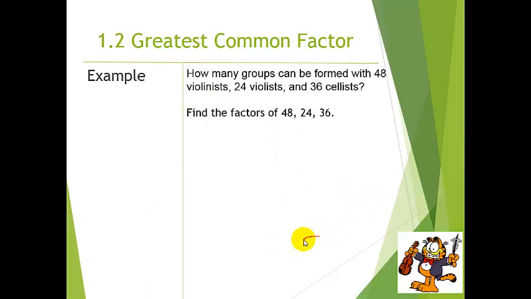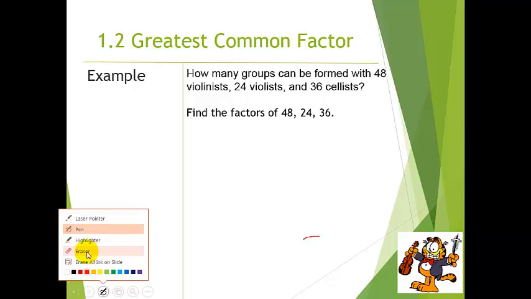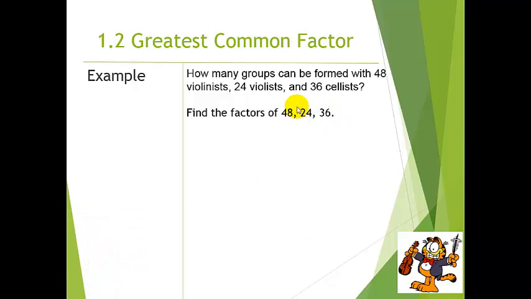One more example. I'm going to do the T-chart. I forgot that I had this example here. Okay, so here we go. How many groups can be formed with 48 violinists, 24 violists, 30, I think I'm pronouncing that correctly, and 36 cellists? Okay, so here we go. 48, again, I'm just going to make T's for all of these.